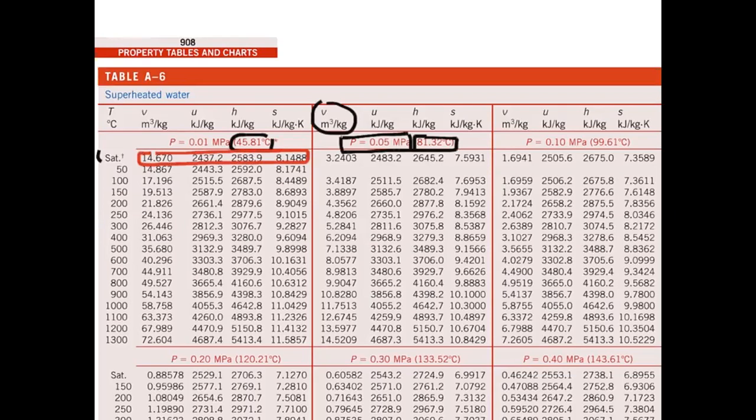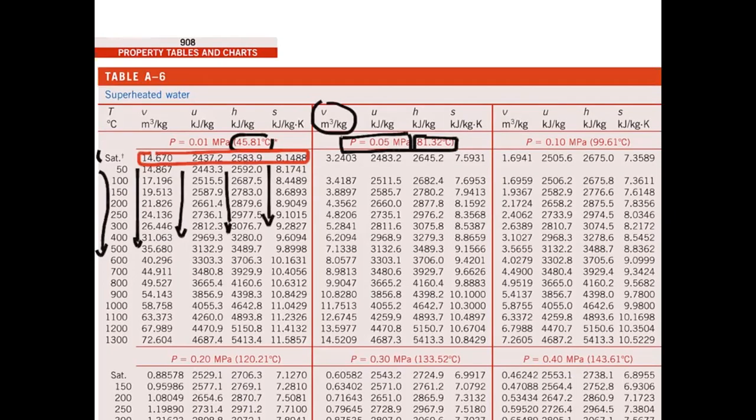If the temperature is increasing, larger than the saturation temperature, it means that it's overheated or superheated. So larger temperature will mean as well larger volume, larger internal energy, larger enthalpy, and larger entropy.